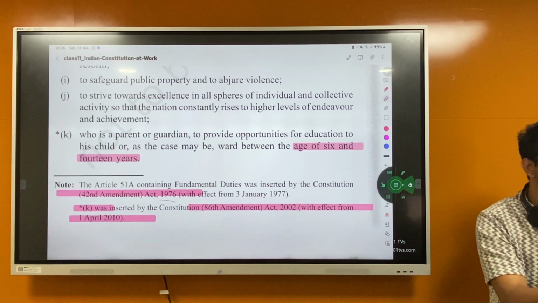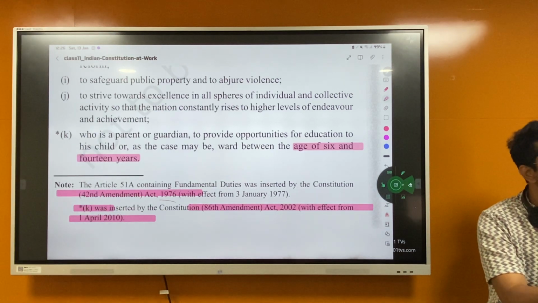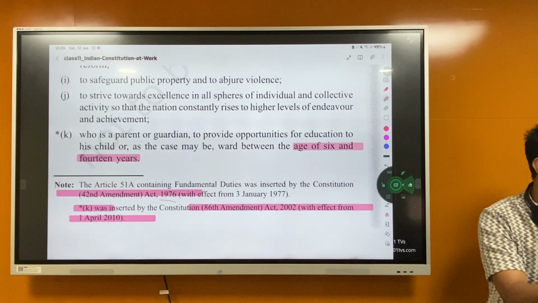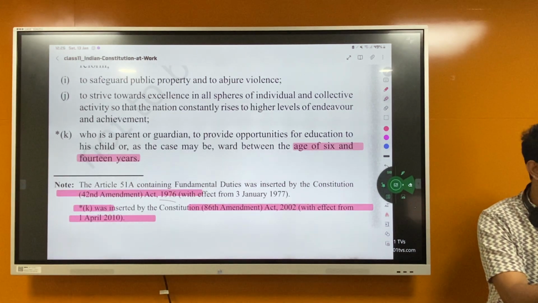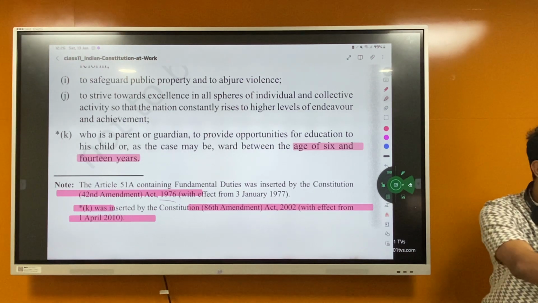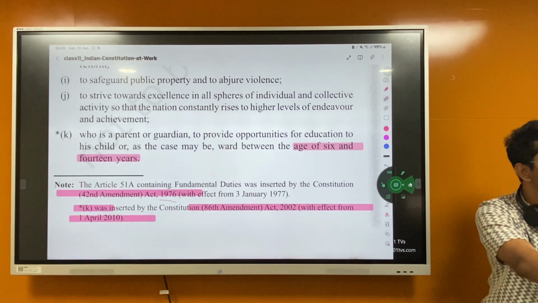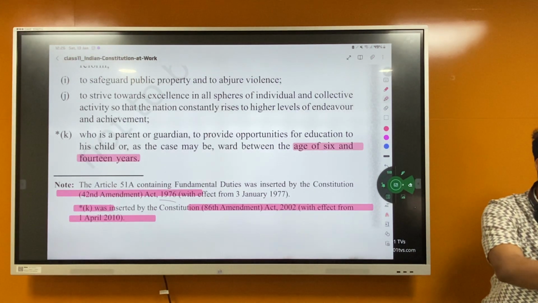If education is talked about, it is covered under all the sections. It's not just a fundamental duty. You'll find it in fundamental rights also. Even in DPSP, there's a talk about that. But here, it's directly mentioned what the age group is: 6 to 14 years. Okay, remember this.